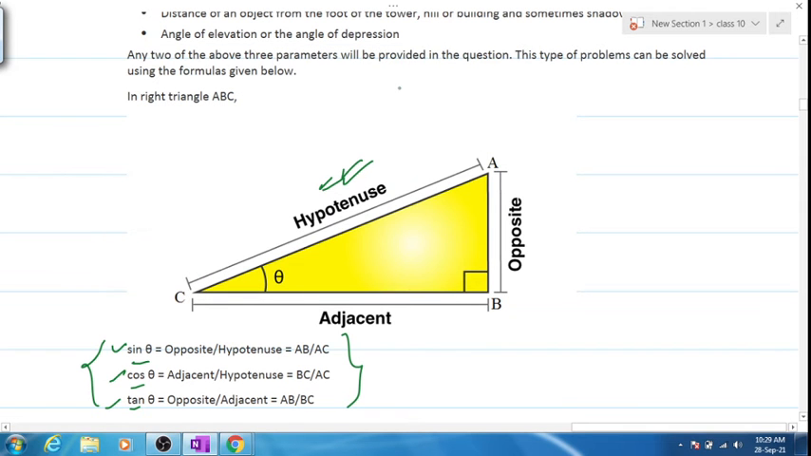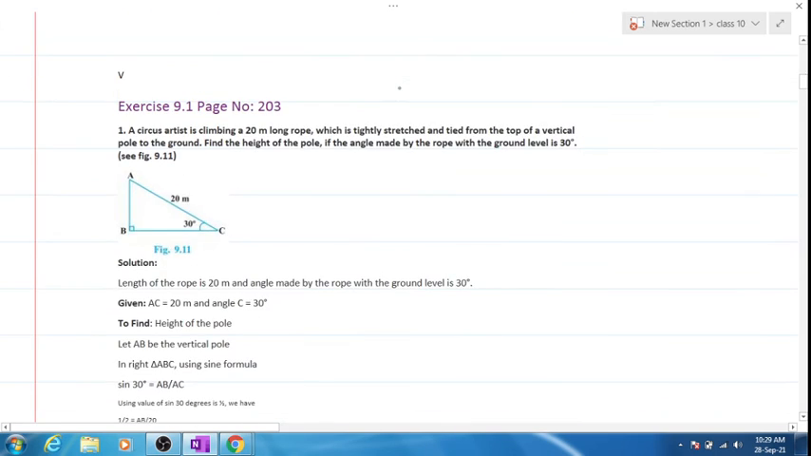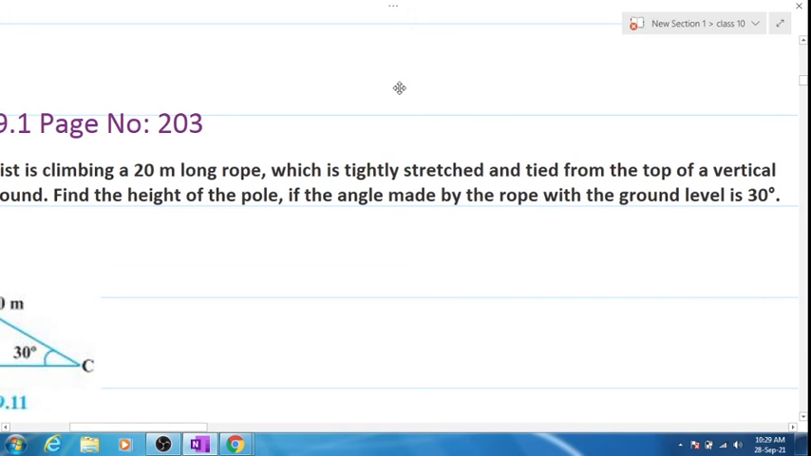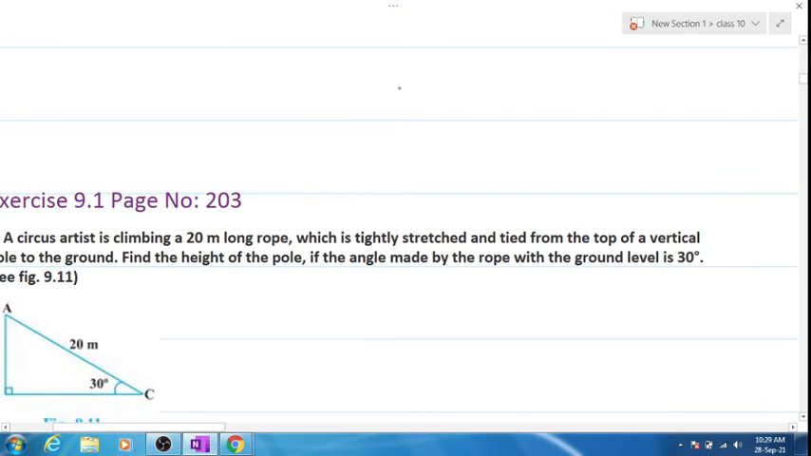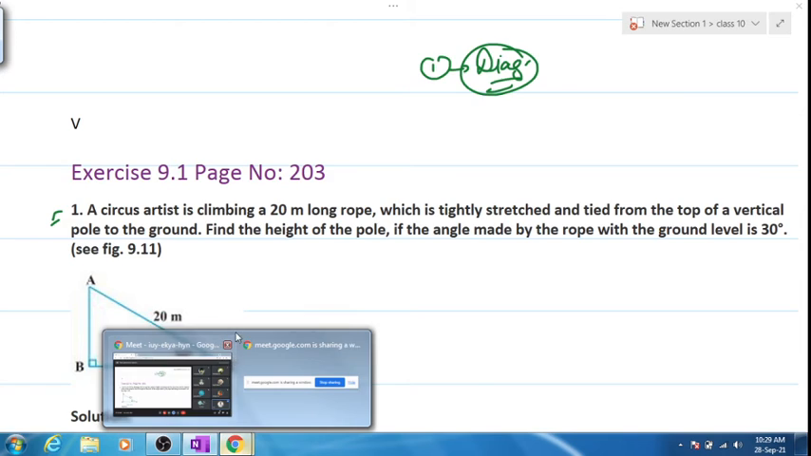Now let's start off with our exercise. This is the first numerical of exercise 9.1, as the chapter's number is 9 and the name is Applications of Trigonometry. Just remember one thing out here. The only thing to be remembered is the diagram. The diagram needs to be done properly. If the diagram is done properly, finding the answer is not a difficult work.